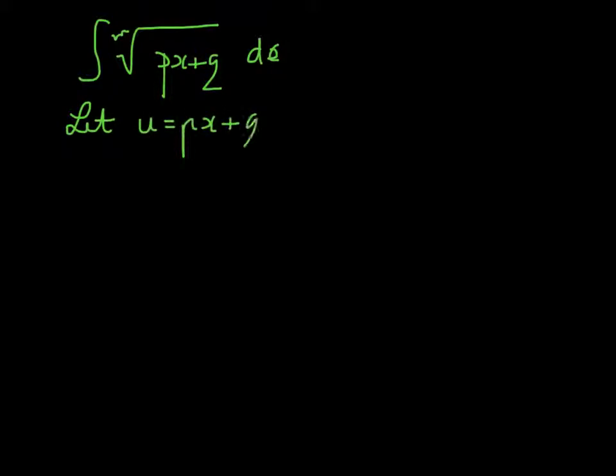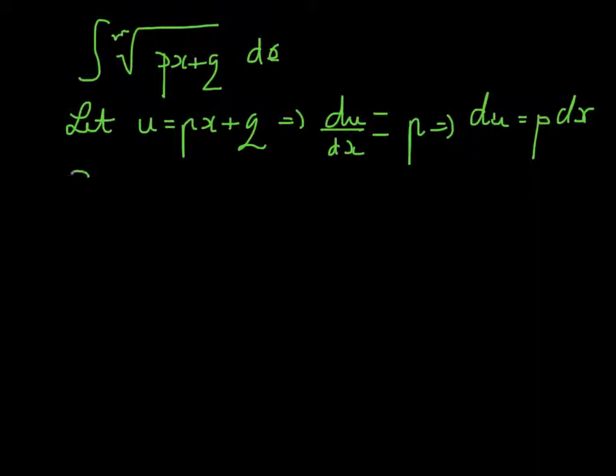Let us look at an example of integration with some parameters. So find integral the mth root of px plus q dx, where m, p, q are constants. Let u be px plus q. Therefore, du by dx equals p. So du equals p dx. Replacing, I get integral mth root of u times 1 over p du.